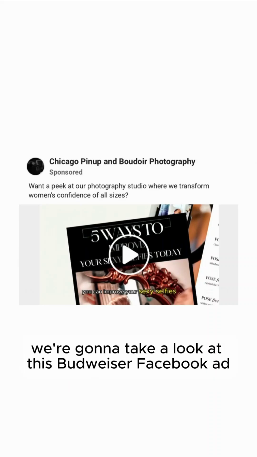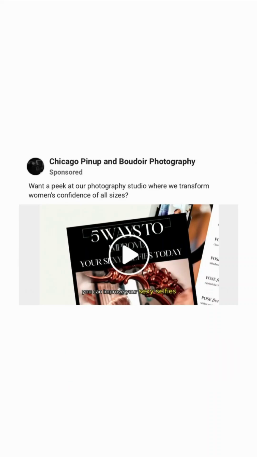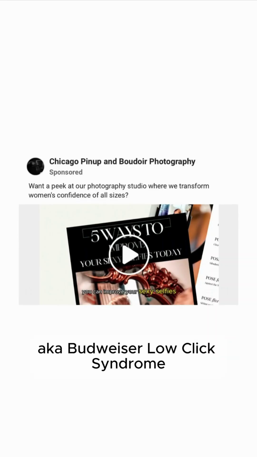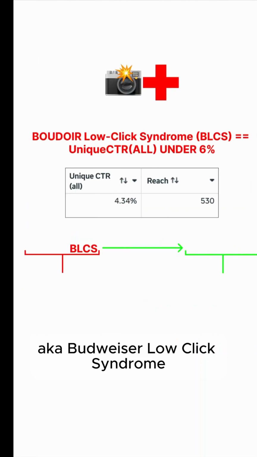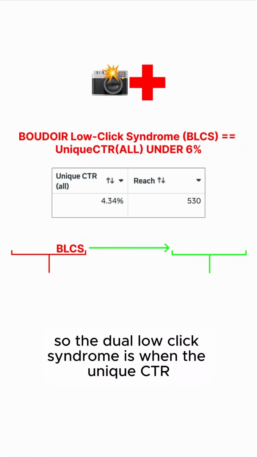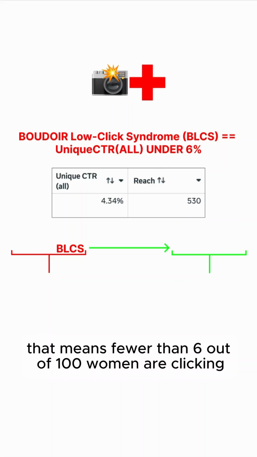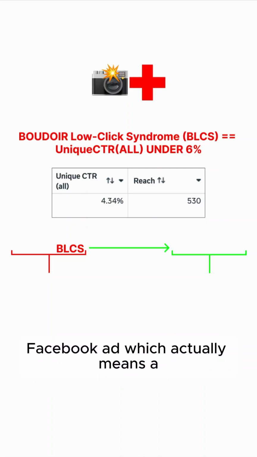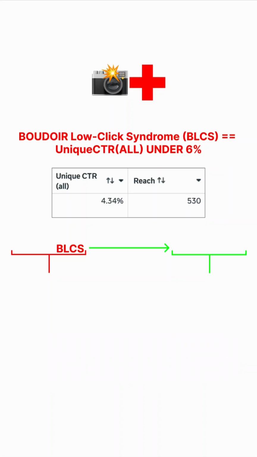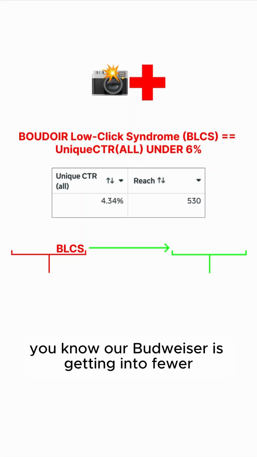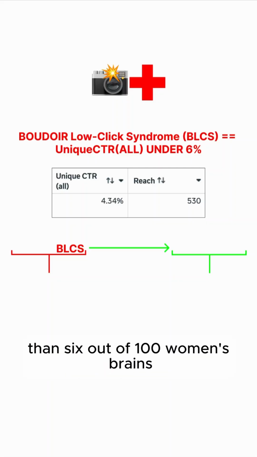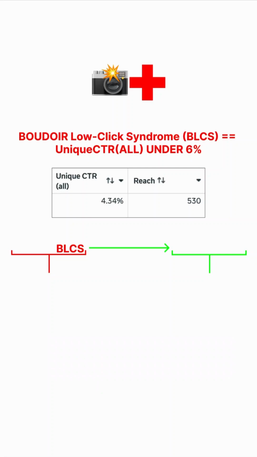All right, y'all, we're going to take a look at this Boudoir Facebook ad, see if we can diagnose it, see if we believe it has BLCS, aka Boudoir low click syndrome. So, Boudoir low click syndrome is when the unique CTR of our Boudoir Facebook ad is under 6%. That means fewer than 6 out of 100 women are clicking somewhere on our Boudoir Facebook ad, which actually means our Boudoir Facebook ad is getting into fewer than 6 out of 100 women's brains.